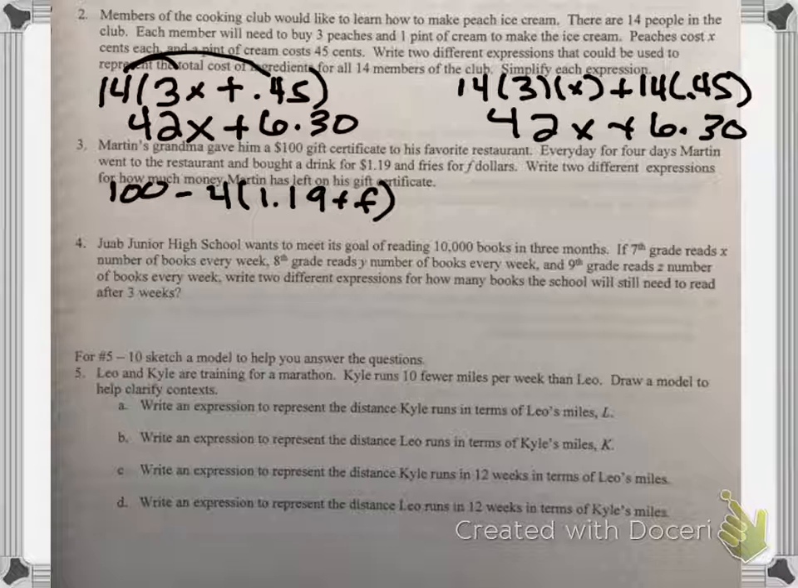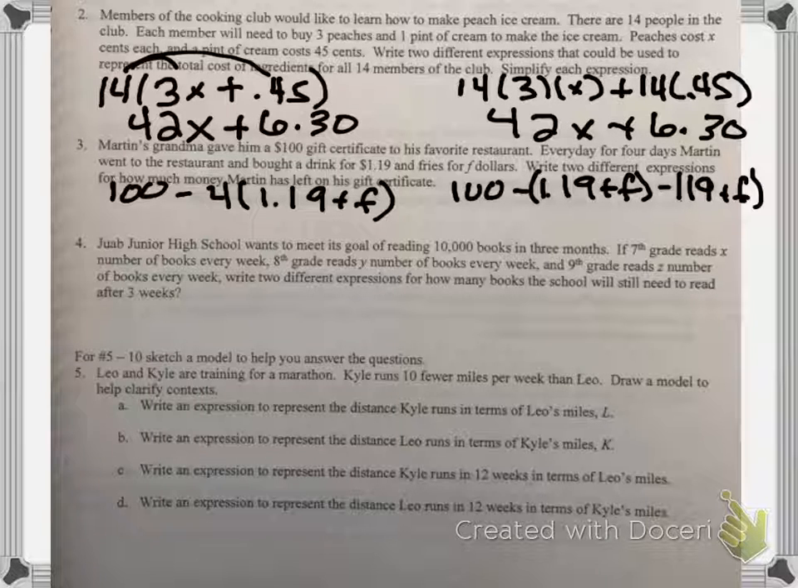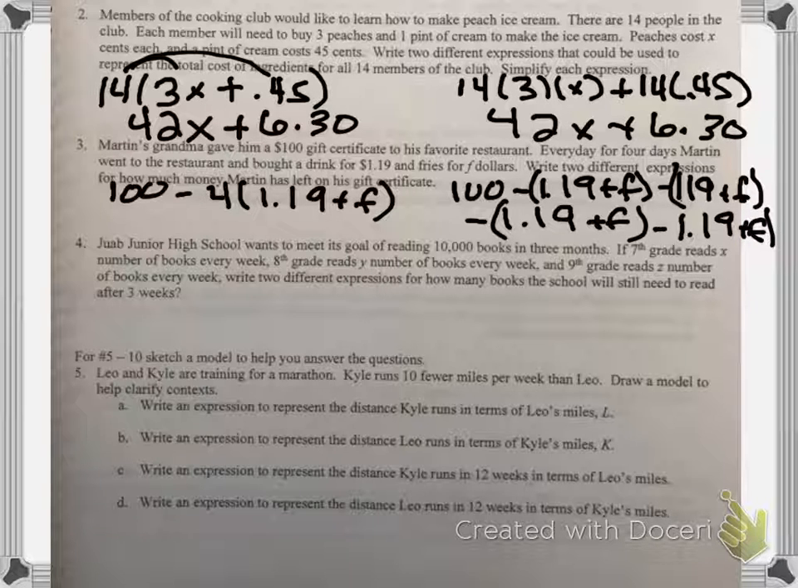Another way we could write it is we have 100 minus (1.19 plus F) minus (1.19 plus F) minus (1.19 plus F) minus (1.19 plus F).